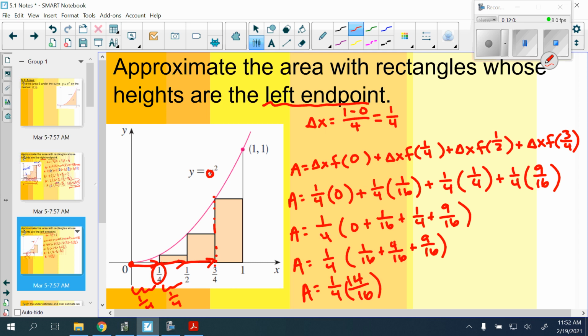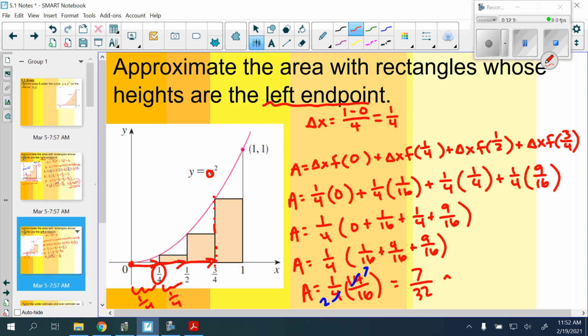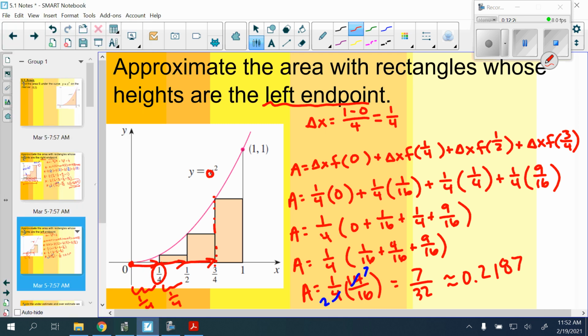And that's going to simplify. Let's see, 2 goes in here 7 times. So it looks like we get an answer of 7/32, which estimating would be about 0.1875. Okay, so now we know, and we know that this one is an underestimate because we're leaving some blank space in there.